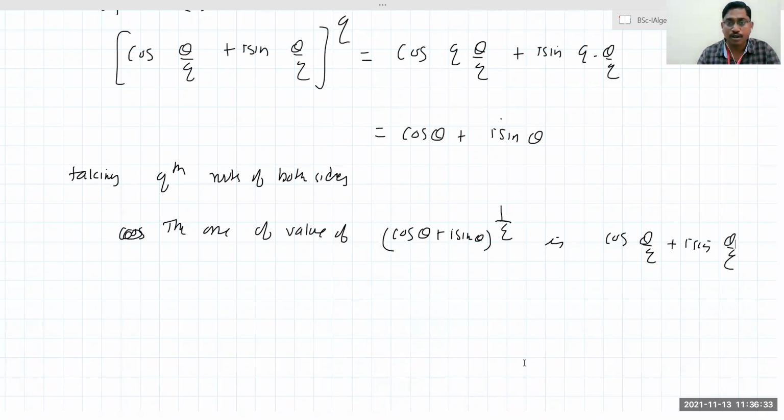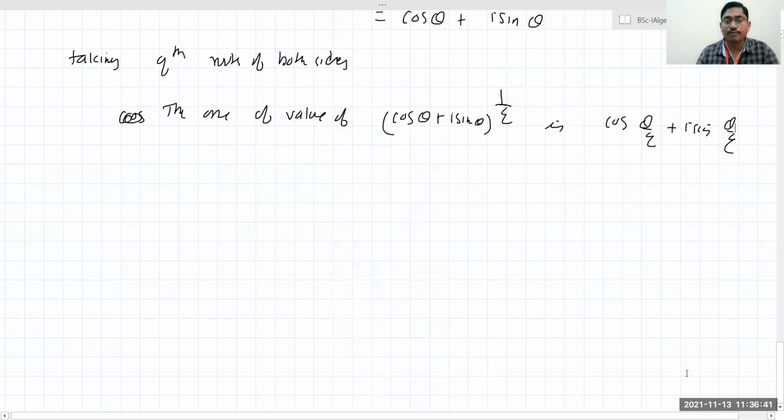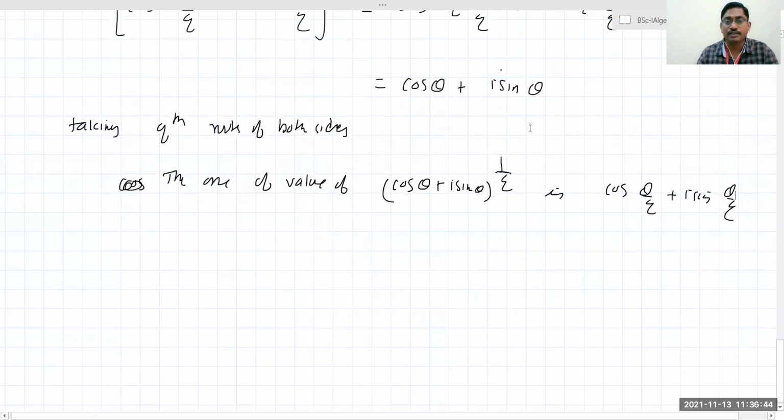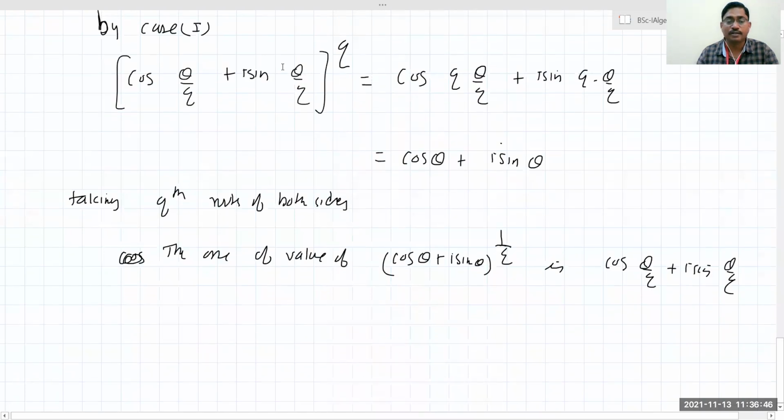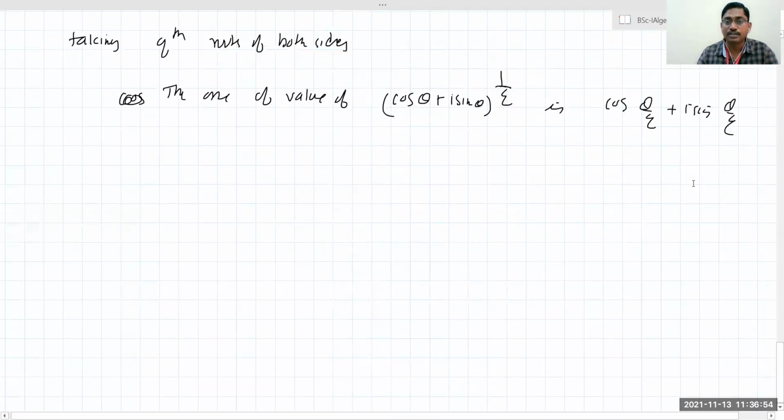Taking the q root of both sides. Now, when you take a square root, you have two values. When you take a cube root, it has three values. Among those, one value will be this. So you don't write equal to. When you take the q root of the right hand side, the left hand side's one value will be this. I am not saying equal to because it has a total of q values. So out of q values, this is the one value.